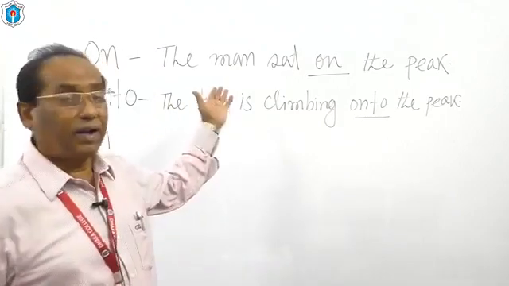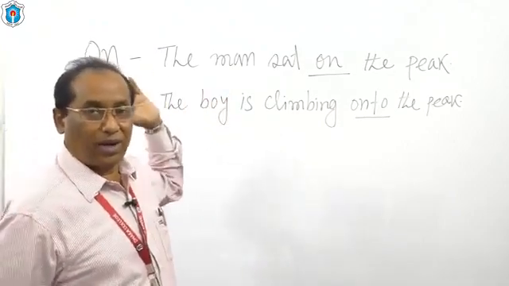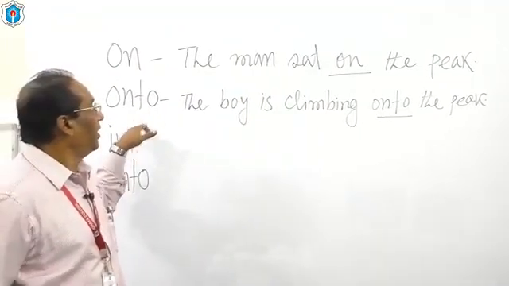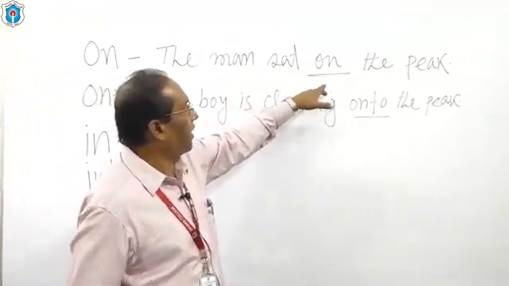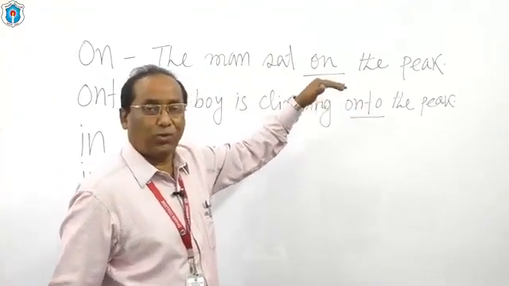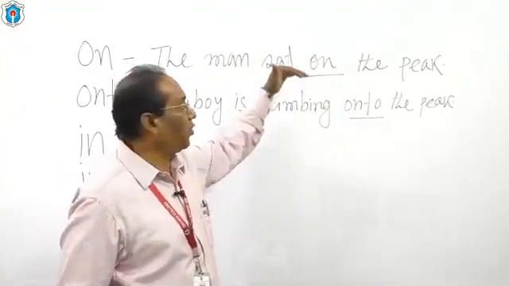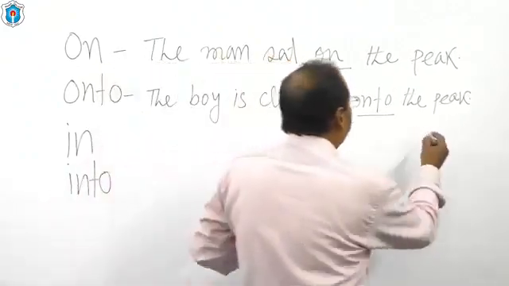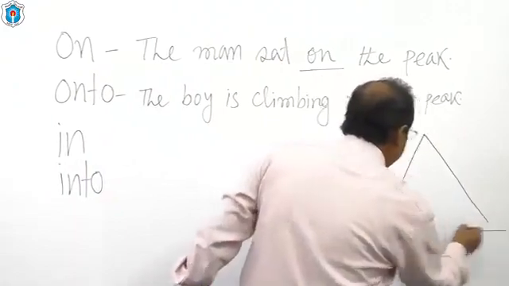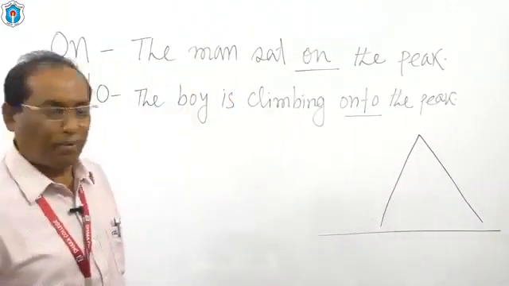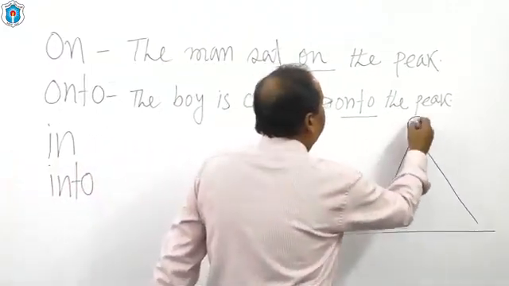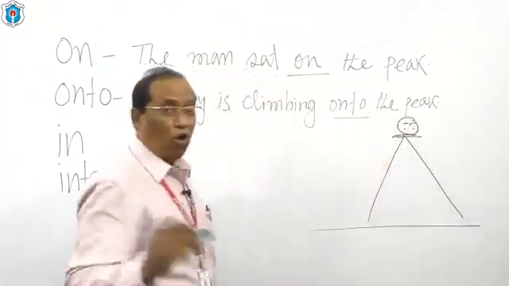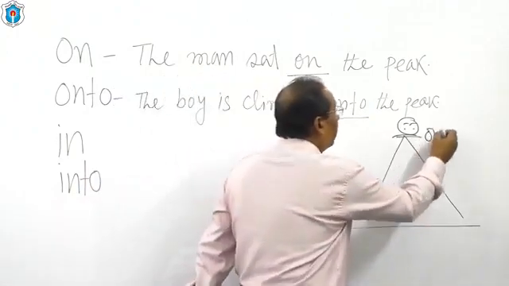Now look at the whiteboard to understand the difference between on and onto. The man sat on the peak. এর অর্থ পাহাড়ের চূড়ায় লোকটি বসে আছে। কেমন? তো ধরে নাও this is the mountain and this is the peak. এখানে বসে আছে পিকে। So on, the man is on the peak.